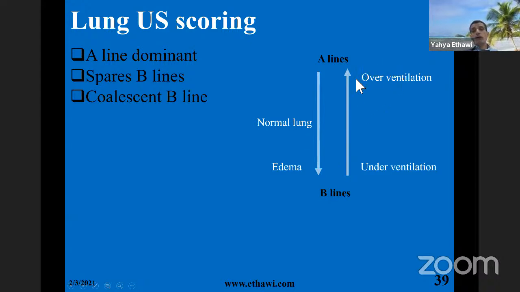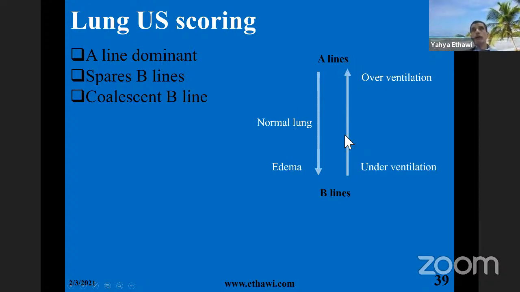So if you are hyperinflated, you get more A lines. And if you are underinflated, you get more B lines. But you need to make sure that the fluid is okay, because if you have high fluid, you might be overinflated, but you have edema. Or if you have dehydration, you might be underinflated, but you have fewer A lines because of the dehydration. So you need to make sure that you are not overhydrated and you are not dehydrated.